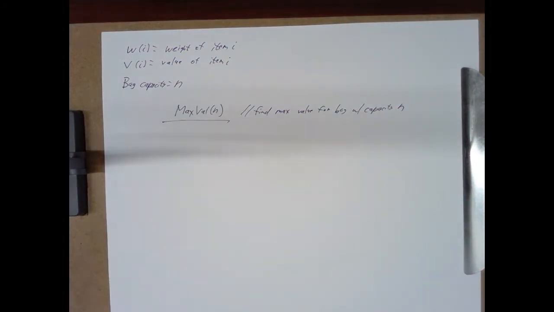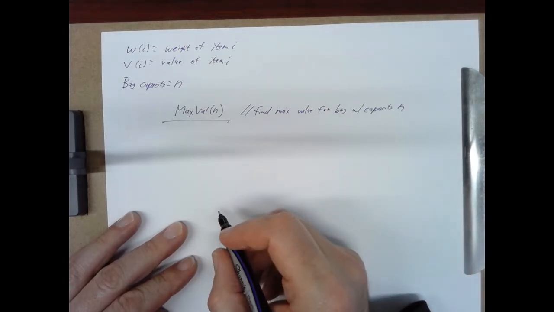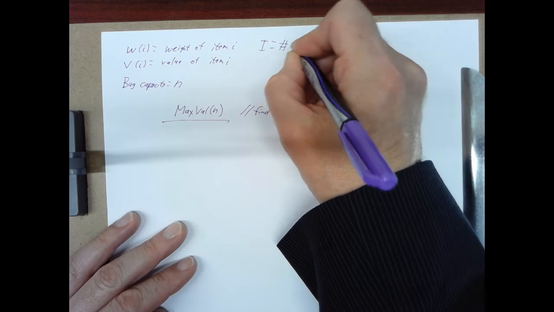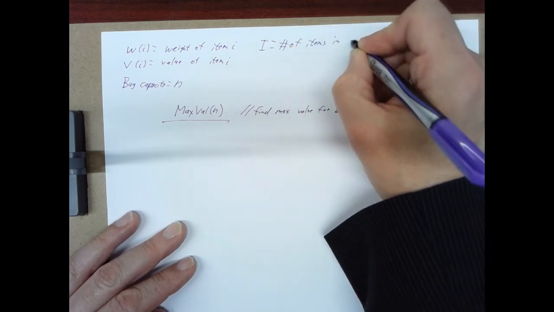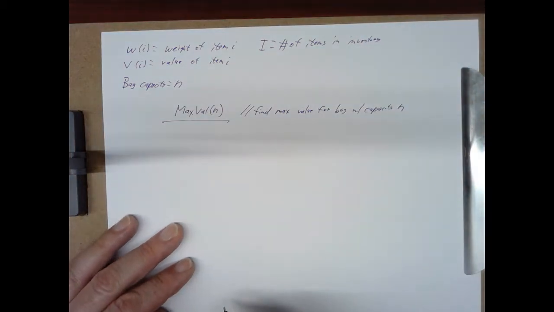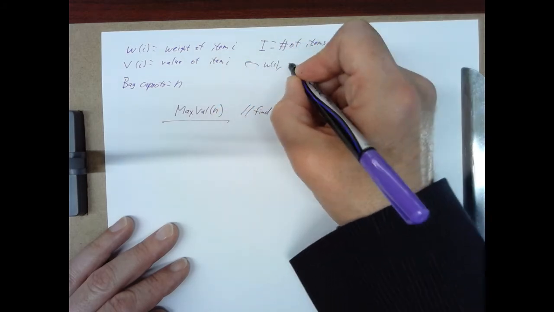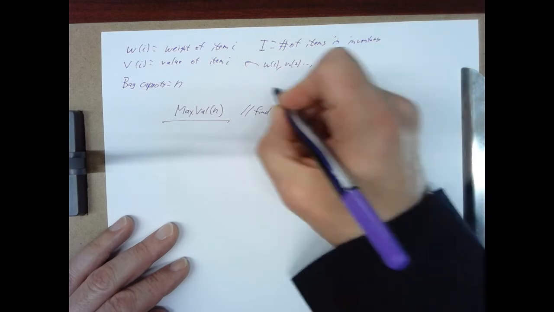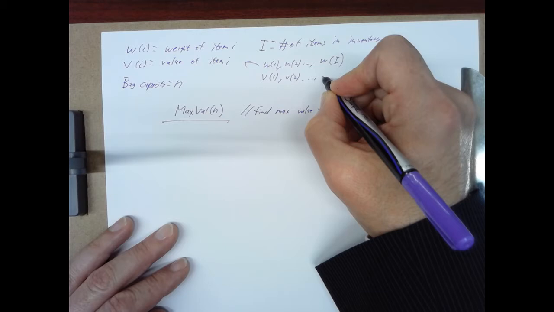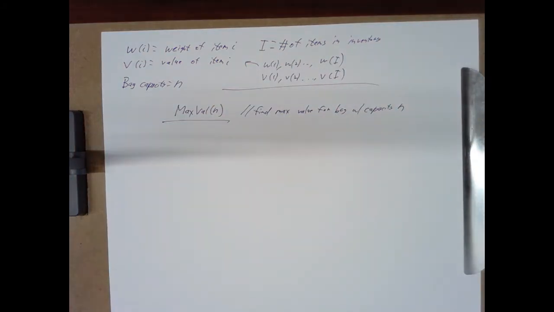And just like rod cutting, we can approach this in steps. Whatever our optimal solution is, it's going to involve putting at least one object into our bag. And the order in which we put these objects into the bag doesn't matter, right? Because it's just the total weight. So we can begin by saying, what's the first object we put into our bag? So let's do, I don't know, I equals number of items in inventory. So for example, we have W1, W2, all the way up to W big I, and their values are given by V1, V2, all the way up to V of big I. So I is the number of items we can choose from.